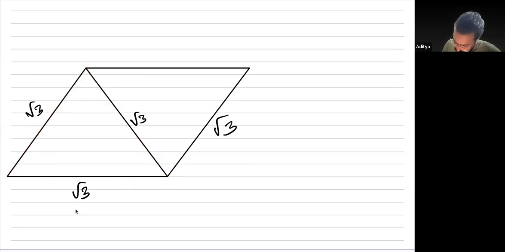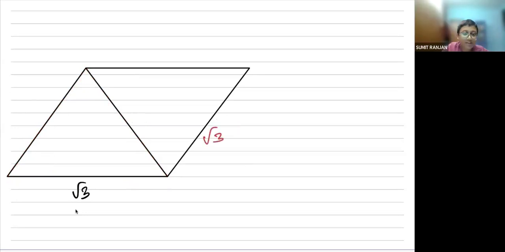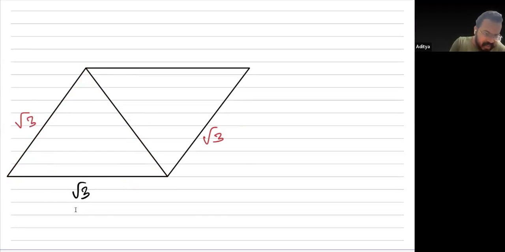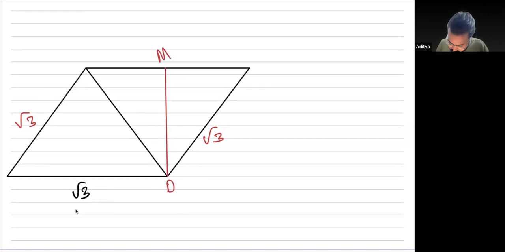So all the new stuff I'll put in red. Is my answer correct? Root 3. Where is my answer correct? Vaibhav correct. Sumit, Vaibhav correct. Yashraj, check once again. You've done a tiny error. And you need to find DM. A, B, C, D.